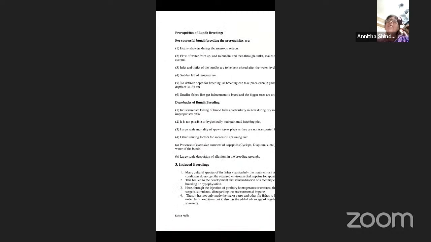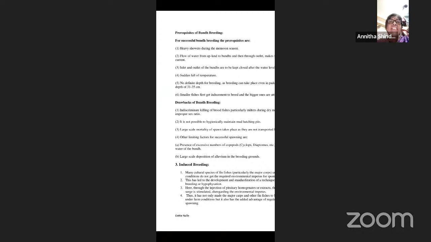See, once the bund gets filled up with the water, both the inlet as well as outlet should be closed so that the water should not go out. So once it reaches the rim or brim of that bund, then what you have to do? You have to close the inlet as well as close the outlet.